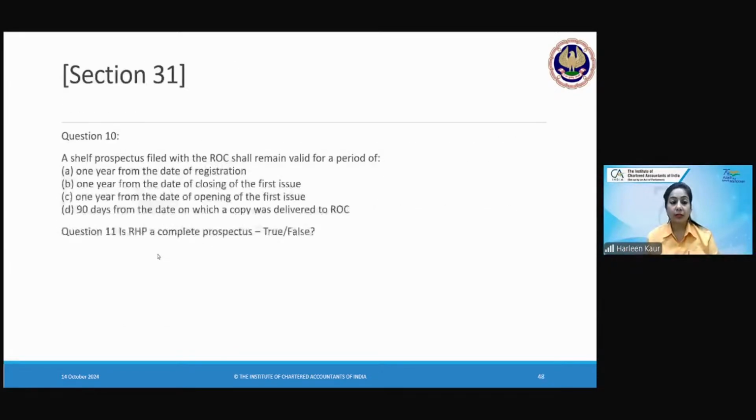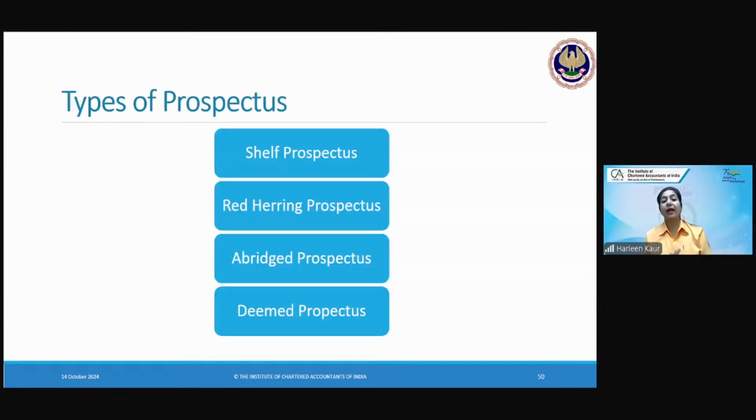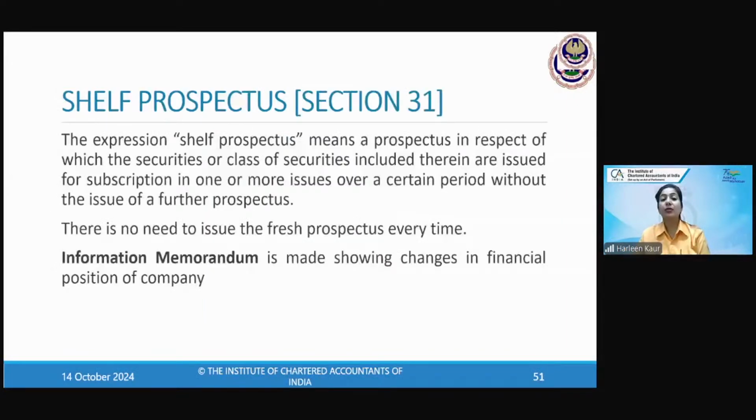So these MCQs we'll be taking up in a while. Let's move to the types of prospectus. So shelf prospectus, red herring, abridged and deemed prospectus. Deemed prospectus, children, we have already done. Now we're going to start with the first type of prospectus, that is the shelf prospectus.